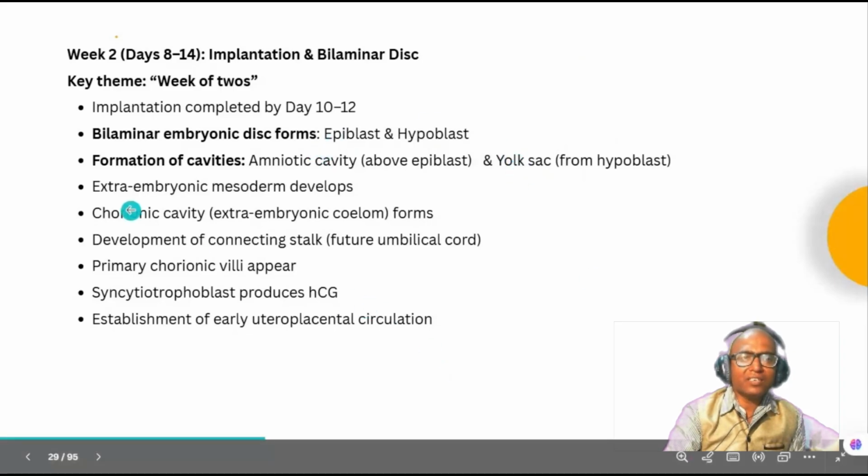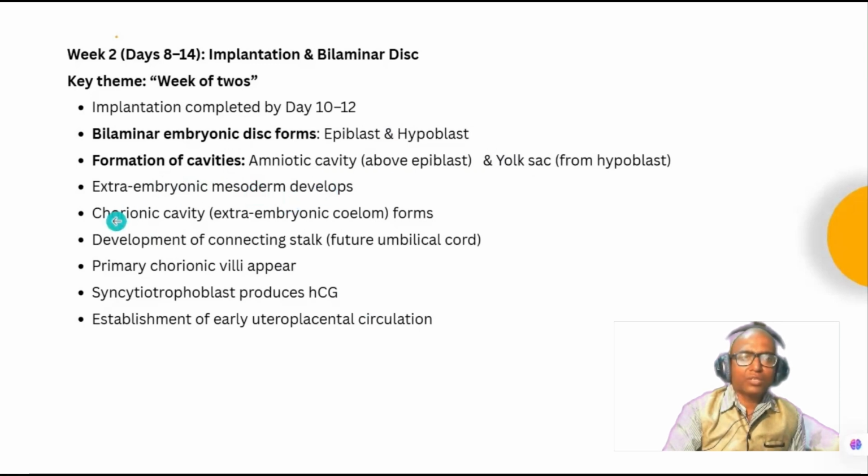The next is that the extraembryonic mesoderm develops. The chorionic cavity will get formed. The connecting stalk, the future umbilical cord, will develop, and there will be formation of the primary chorionic villi. The syncytiotrophoblast produces hCG, and there is an establishment of the early uteroplacental circulation. So these are the changes which are happening.